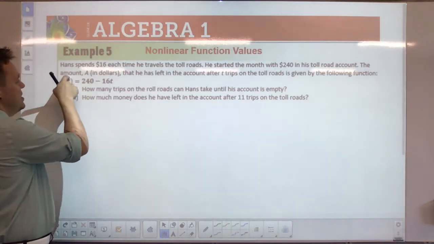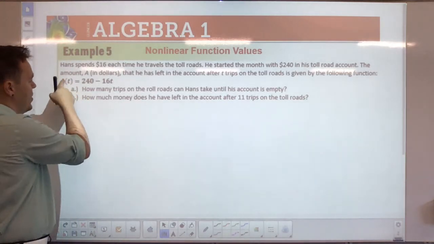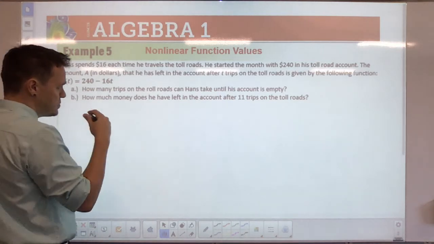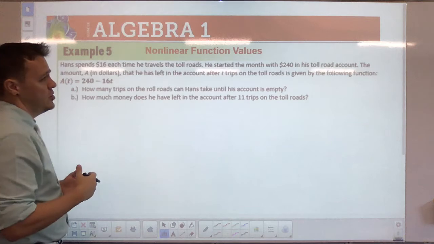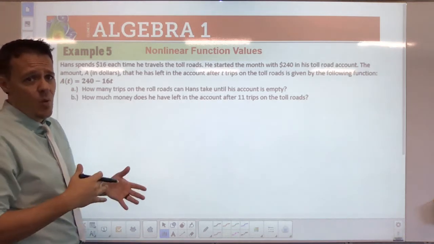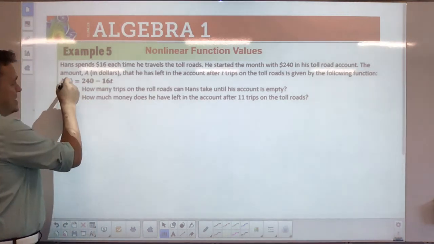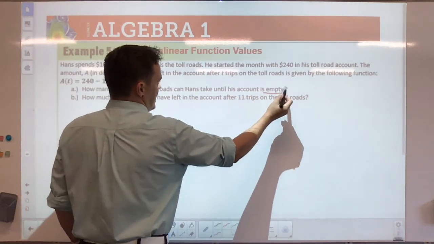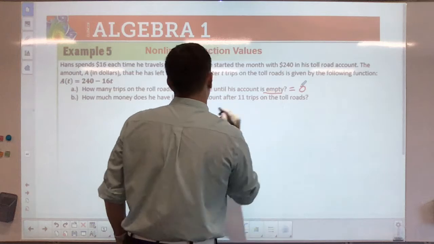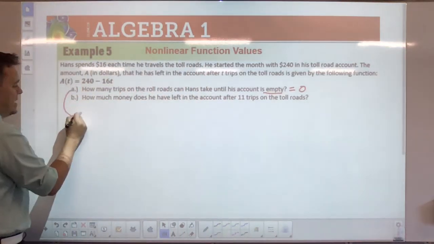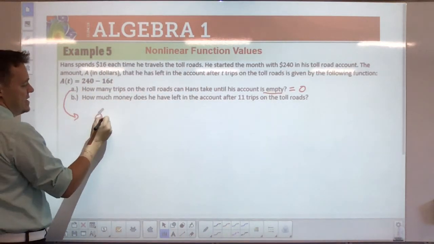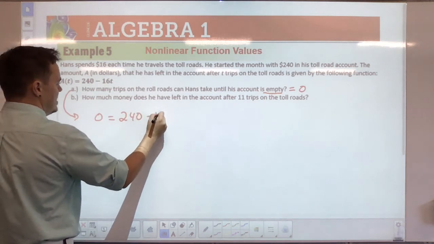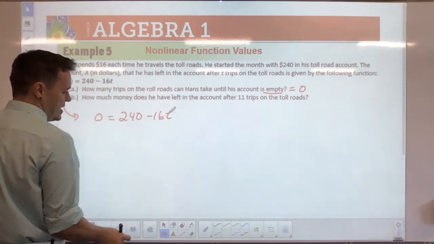So remember what you can do, okay, is you want to find out what this answer is. We don't know what it is. So what you can do is you can try to figure out and put something on one side or the other, okay? You can set this to 0, okay, because what are we trying to do? It's when his account is empty. And empty equals what? 0. So for this A part right here, okay, you could put this at equaling 0. And then you'd put 240 minus 16t, just like that.